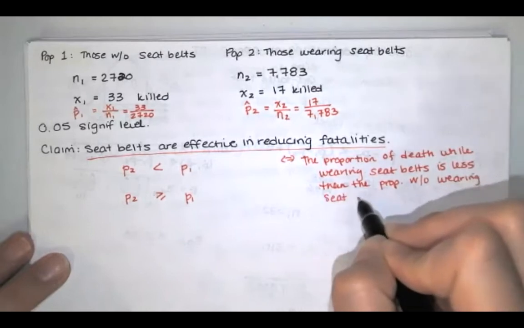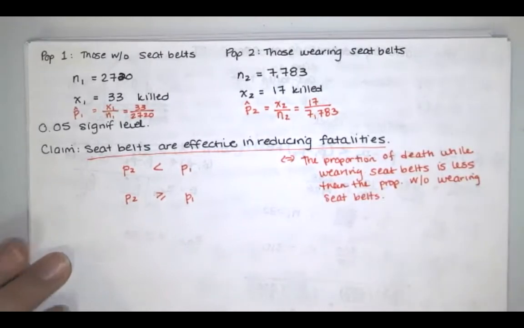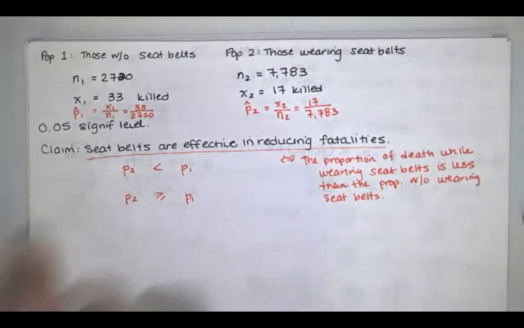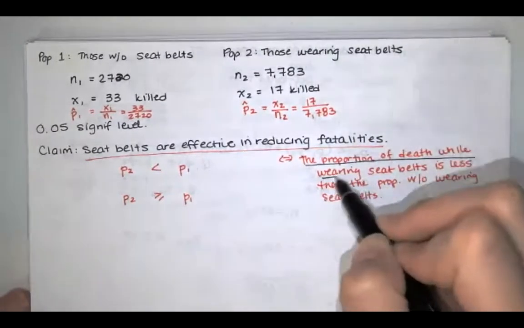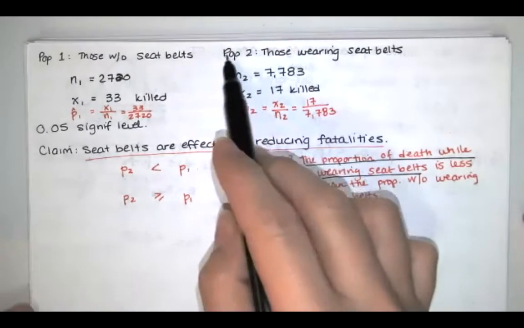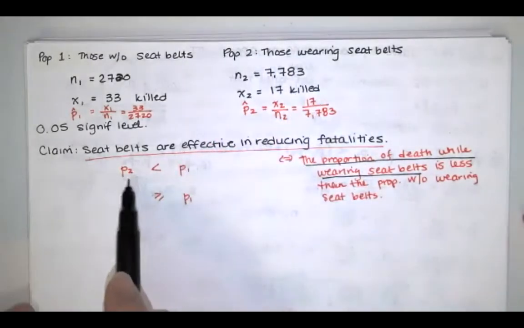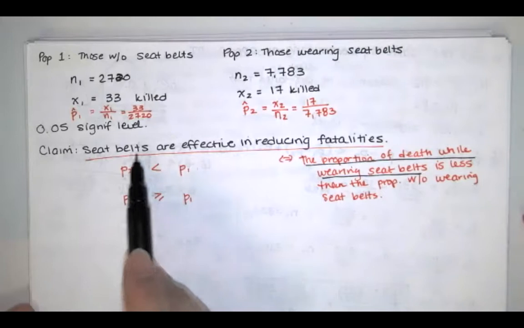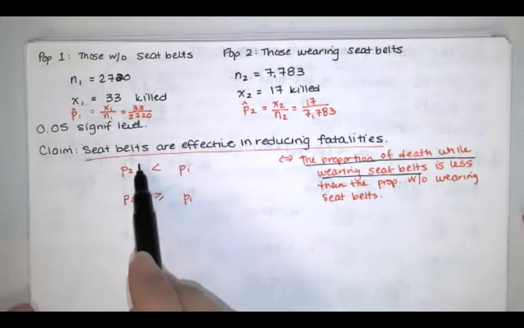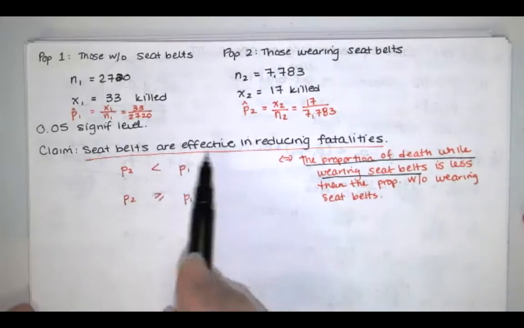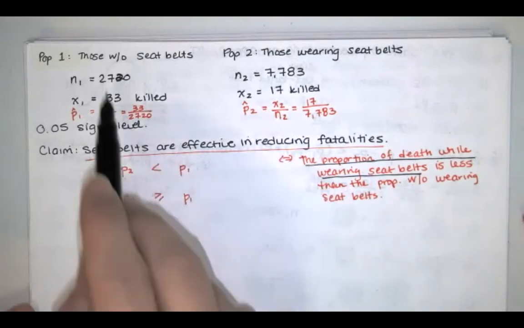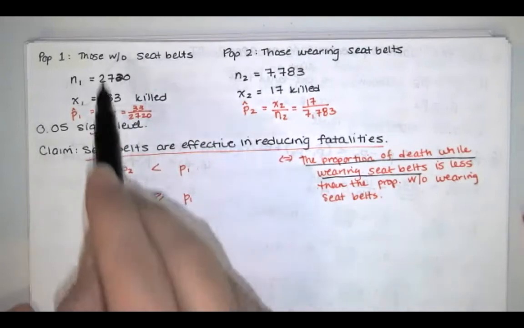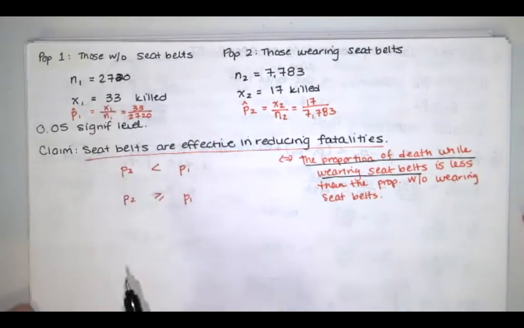So we're comparing the two proportions, which is expected. We just need to make sure that we're comparing them in the right way using the conventions that they asked us to use in the problem statement. The proportion of deaths while wearing a seatbelt comes from this second population. So that's the true population proportion for the second population. So we'll call that p sub 2. If seatbelts are effective, that proportion should be less than the fatality rate for the group that is not wearing seatbelts. That fatality rate is p sub 1.